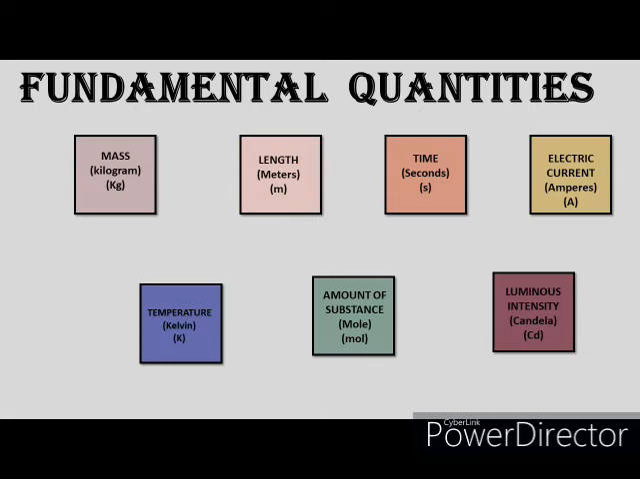We have number 6, the amount of substance. Amount of substance is measured in mole, which is represented as mol. And then luminous intensity. Luminous intensity is measured in candela. Candela is simply represented using small letters cd.